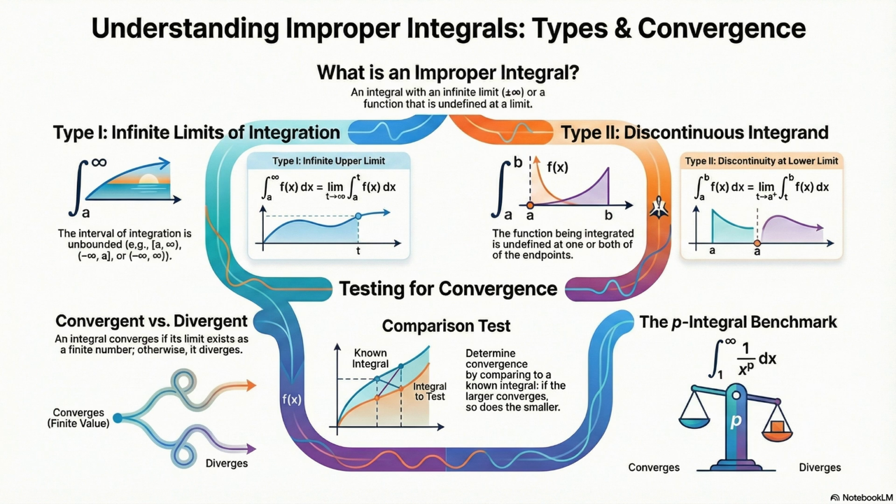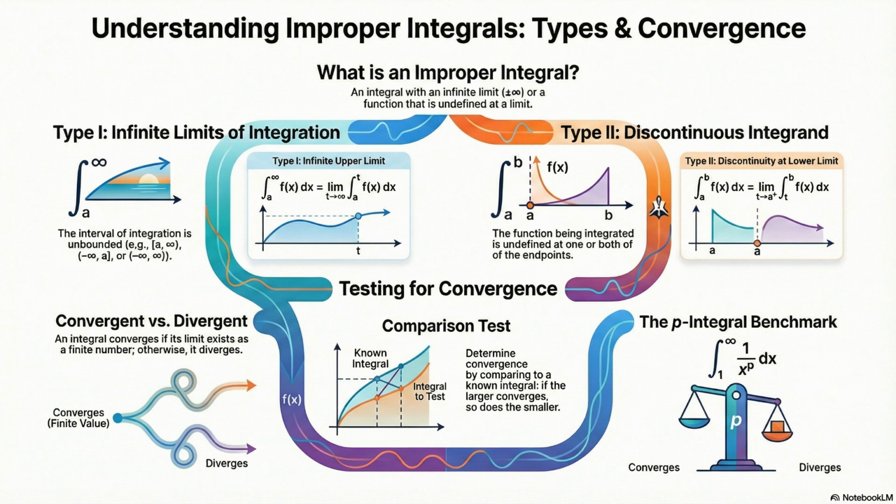Okay, first up, there are basically two main flavors. Type 1 is the one you probably think of first. It's where your integration boundary is actually infinity. Then you've got type 2. This one's a little different. It's for when the function itself goes to infinity at some specific point you're trying to integrate over.